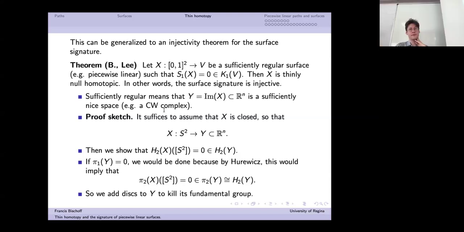I see. So you need that the image is sufficiently nice, not that the domain is sufficiently nice. Exactly. So when you say let X be a sufficiently regular surface, that's a condition on the image of the map. Exactly. So it's not enough, for example, if X were smooth. Exactly. Smooth surfaces can have horrible images. Oh dear. Okay.